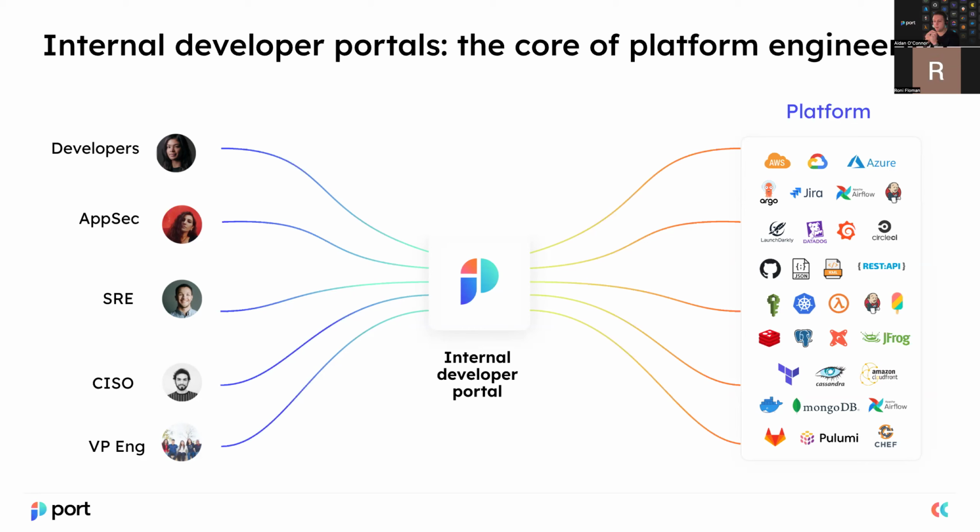And then VP of engineering is a really big one. How do I drive initiatives to improve software quality? You do that through the IDP Port, and you use all the platforms you've already invested in that just need a little bit more correlation between all of them to get the results you need. So that correlation, that's what we'll be talking about today, relating blueprints.